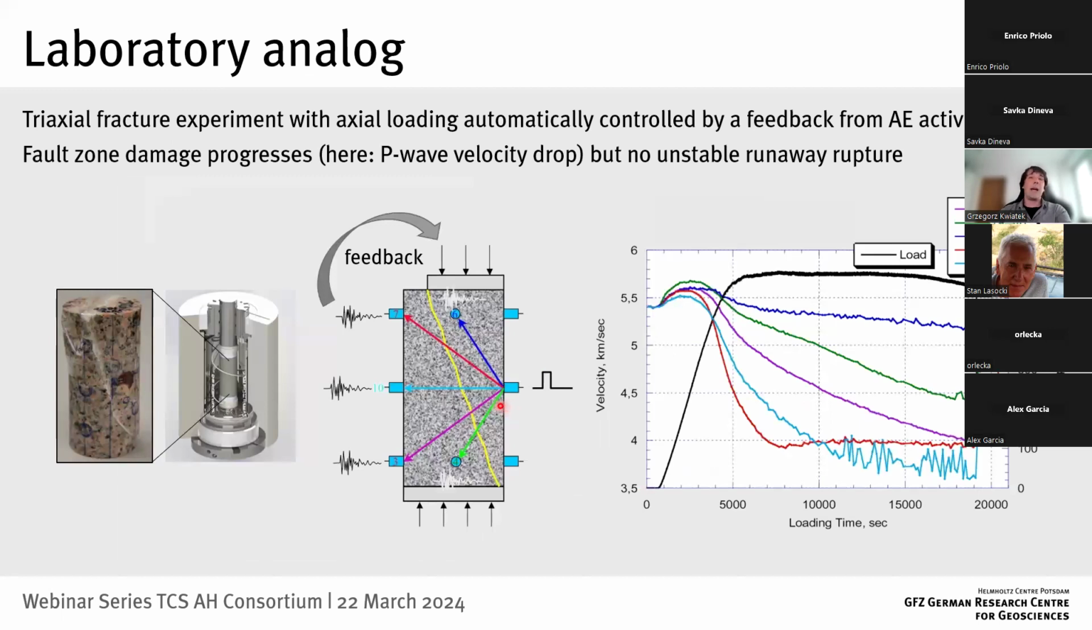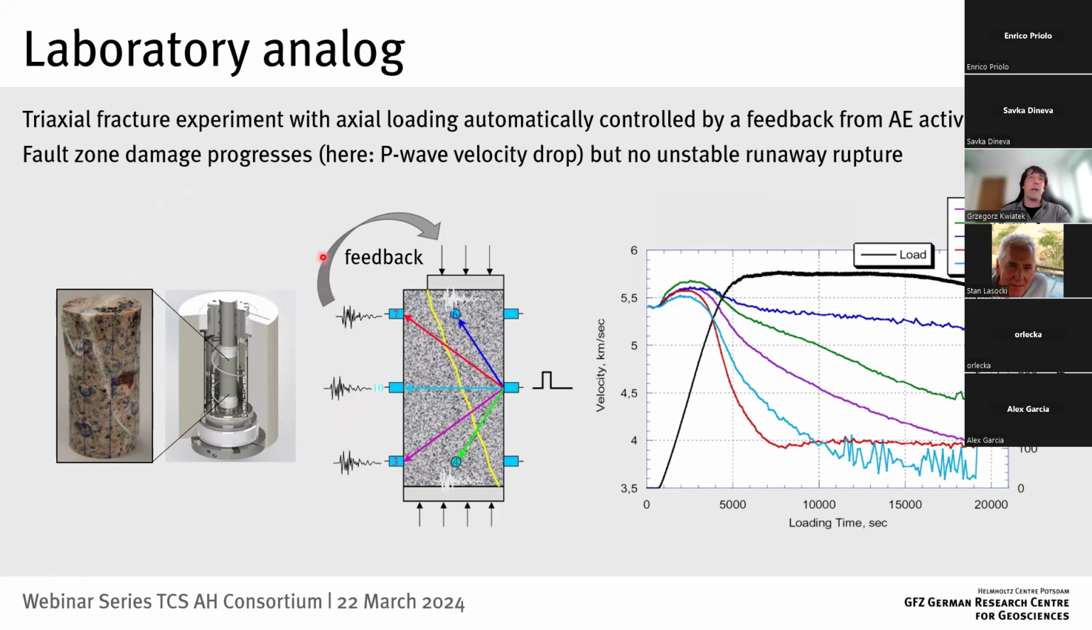If you go to the laboratory now for a short moment, there is a laboratory analog experiment for that. You basically have an intact sample. Here it is actually already a damaged sample, but you can imagine that we have an intact sample, and we load it in triaxial conditions to ultimately produce the shear failure. At the same time, we monitor the seismic activity using acoustic emission sensors. So we monitor tiny, tiny earthquakes in that sample, and we provide feedback to the loading by counting how much this activity is increasing.